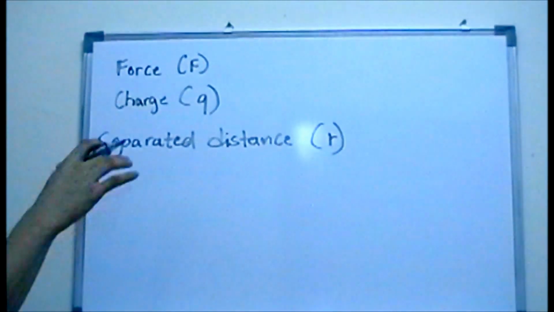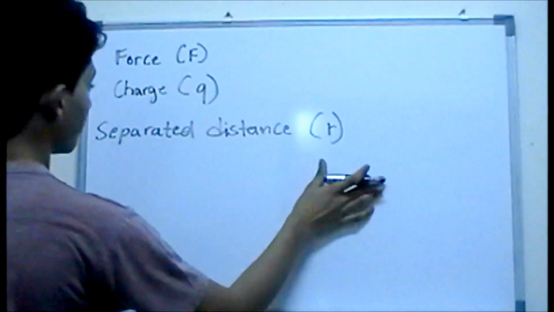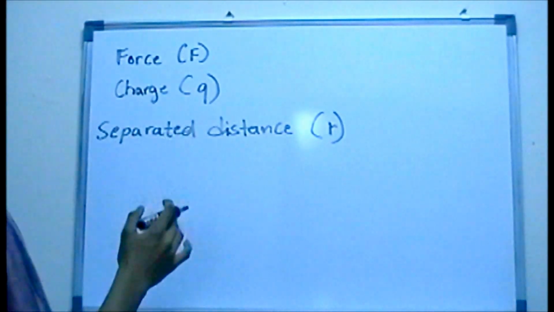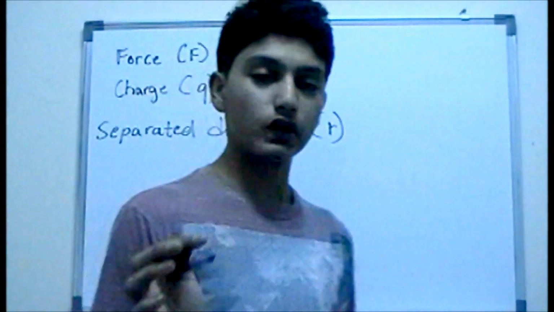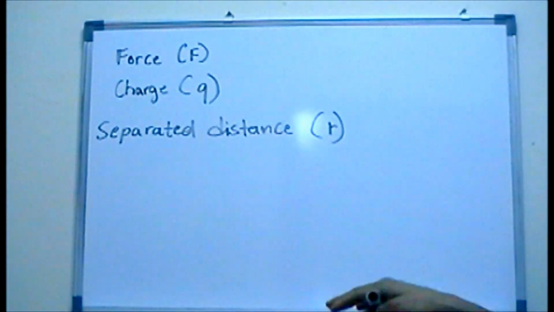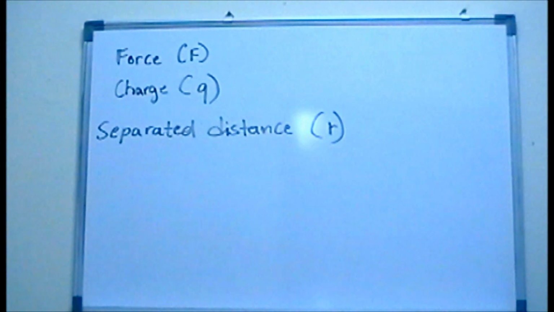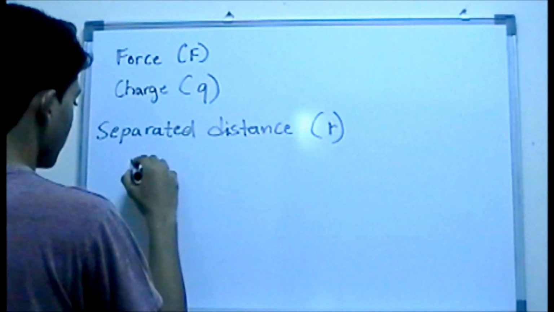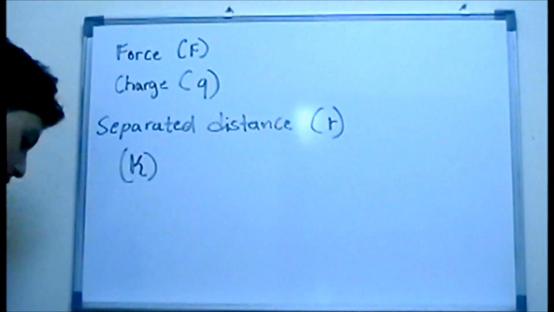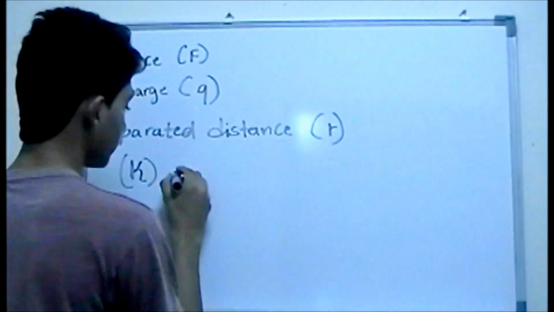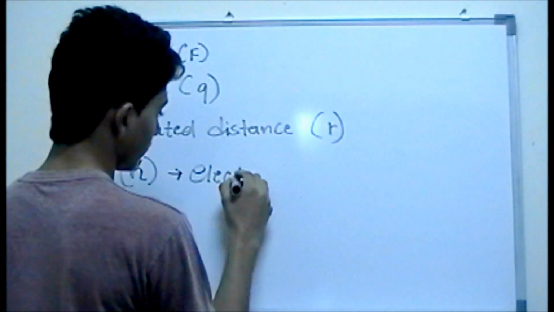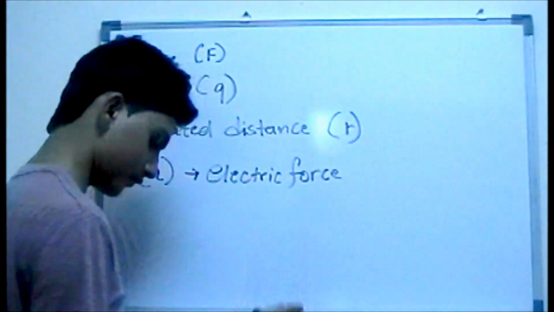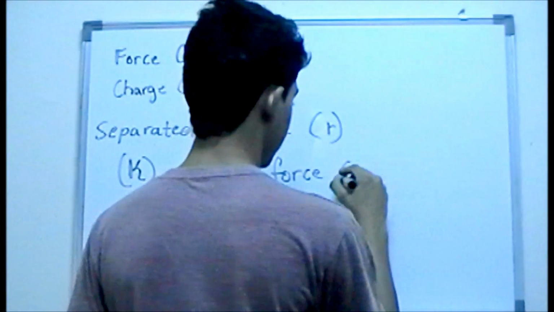Now the relationship is Coulomb's law. The electrical force is equal to a constant times the product of two charges divided by the distance between the charges squared. I'm introducing one more symbol, and K is basically known as the electric force constant.